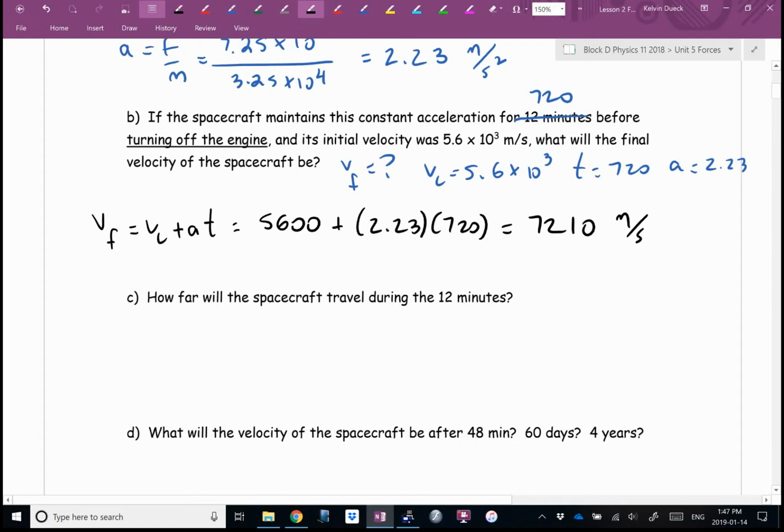Evan, what's C want me to find? You know what? I listed the stuff here. I got a VF, a VF. You know what? I think I can use these and not even use VF. Which equation, kiddo?